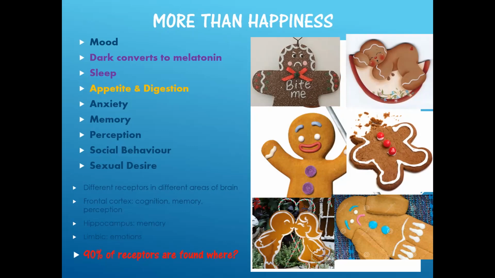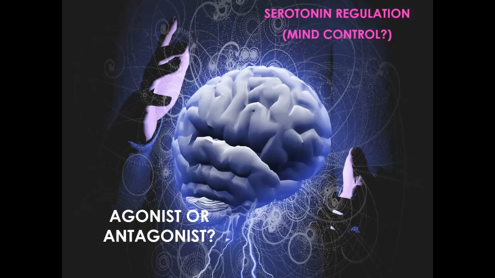98% of your receptors are in your small intestines. What you eat affects your happiness. What you think affects your happiness. If you're bloated, it's really hard to be bloated and happy. All right, you can ponder that point.